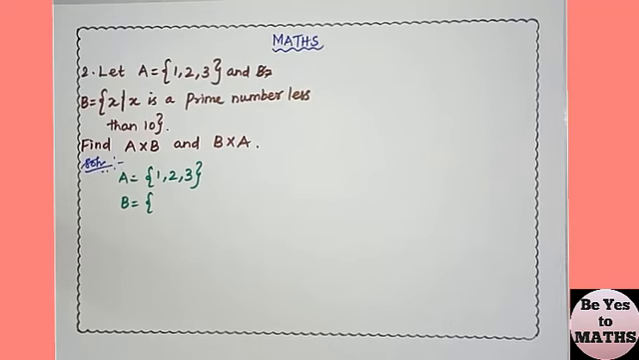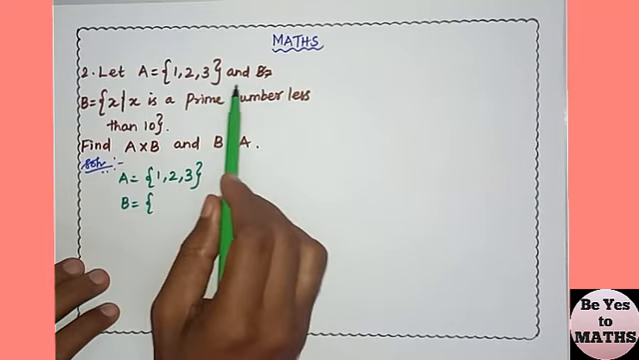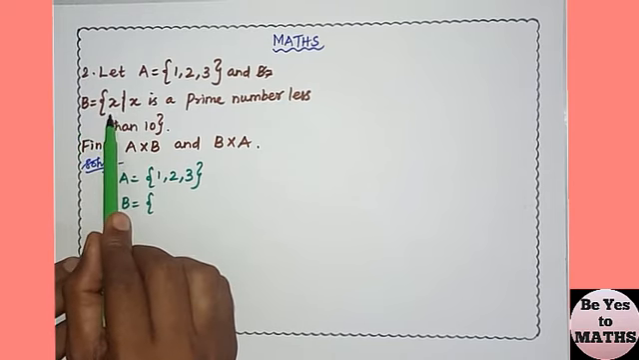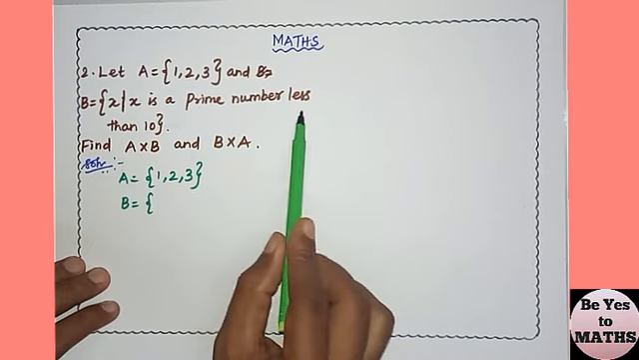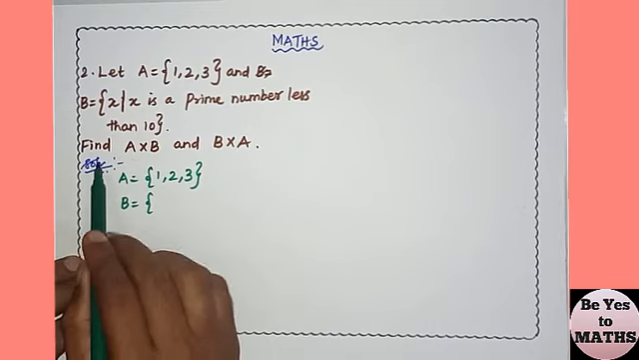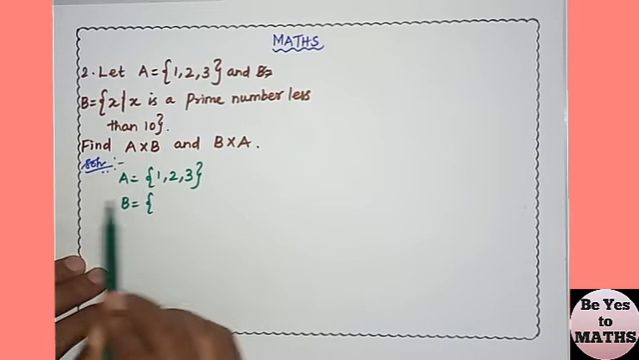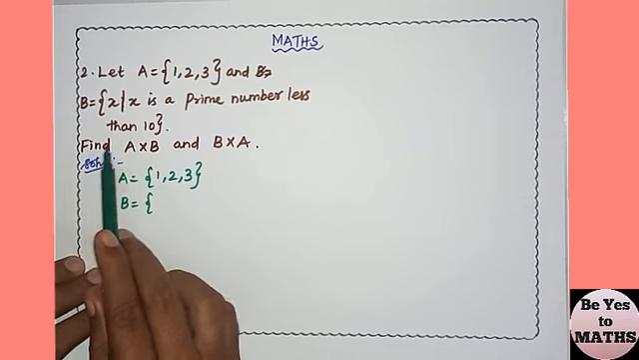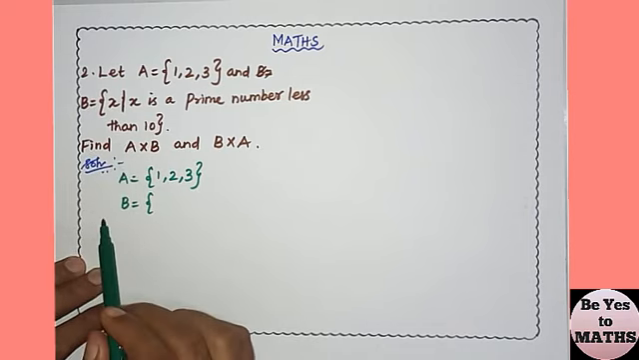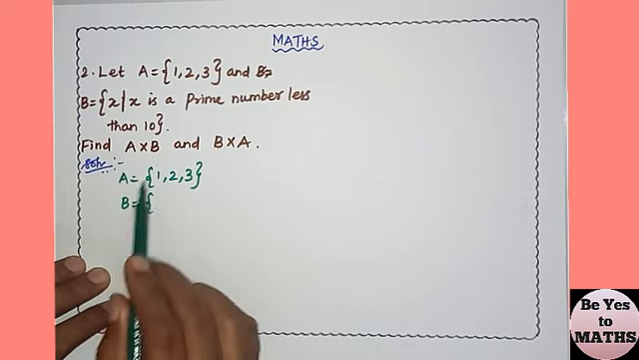Here is the second question from exercise 1.1. Let A set is 1, 2, 3 and B set is {x such that x is a prime number less than 10}. Find A cross B and B cross A. A set is 1, 2, 3. B set is given in set builder form. We have to write it in roster form.